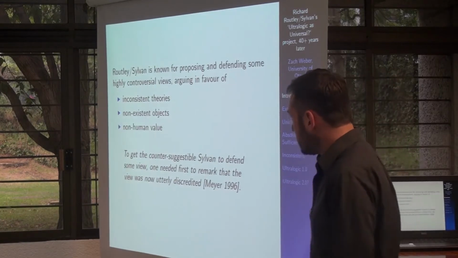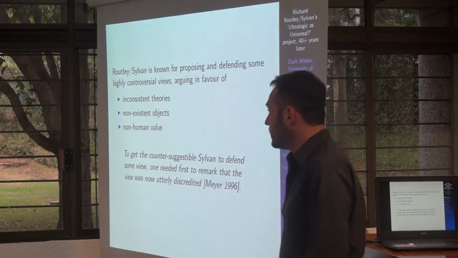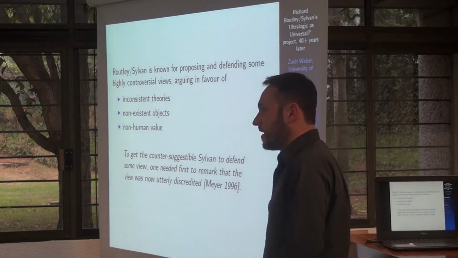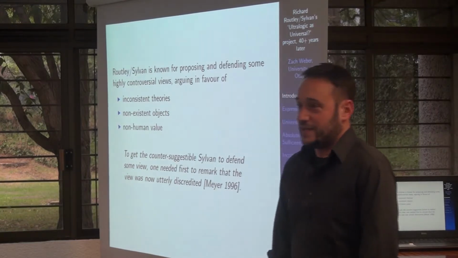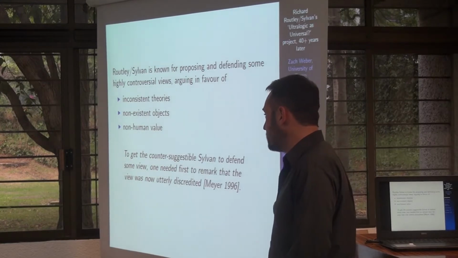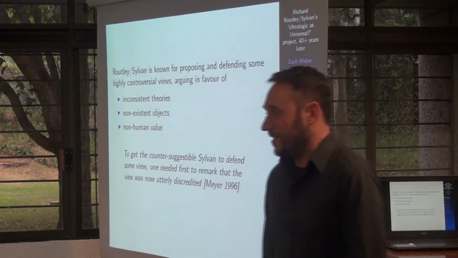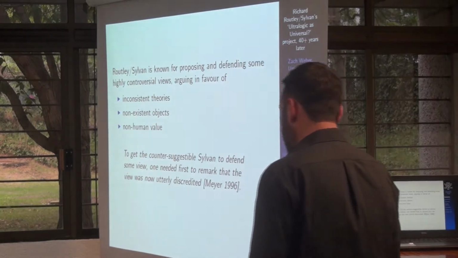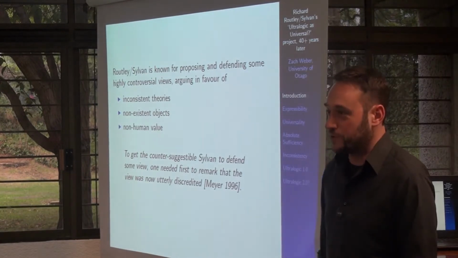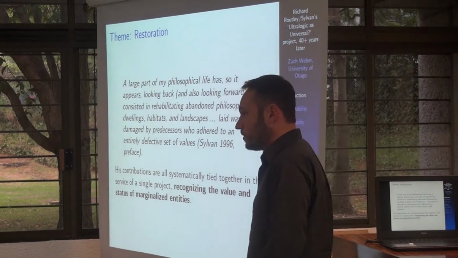So he's known for proposing and defending highly controversial ideas in all of these areas: inconsistent theories, non-existent objects, non-human value. As Bob Meyer once said in his obituary when he passed away, "To get the counter-suggestible Sylvan to defend a view, you just need to remark that the view is utterly discredited." Now that just makes him sound cantankerous, and maybe he was. I did not know Richard Routley Sylvan, but I think there's more to it than that.